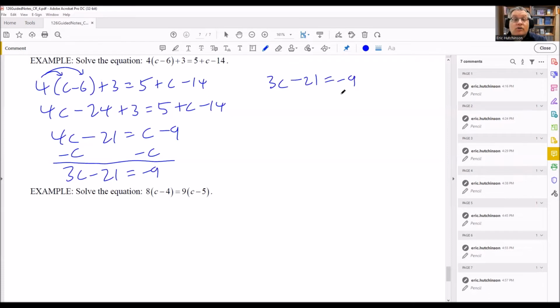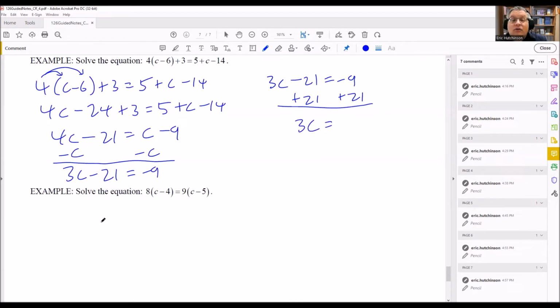Now, the next step I want to do is I want to get the c term by itself. So I'm going to add 21 to both sides. I want to get rid of that because I want the 21s to go away, so I just have c only. So 3c on that side.